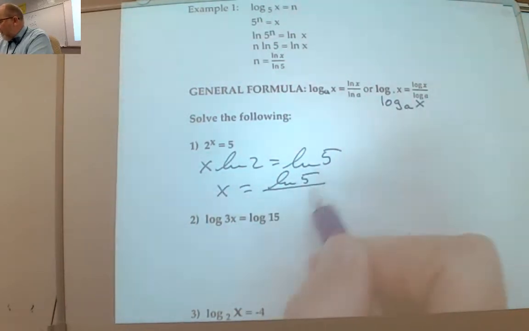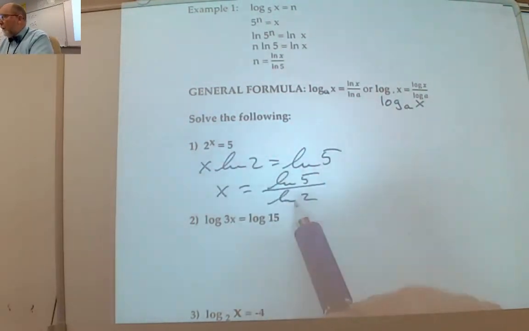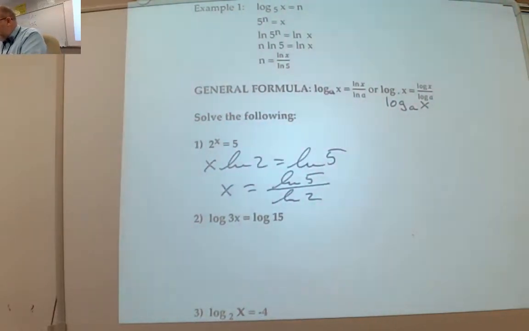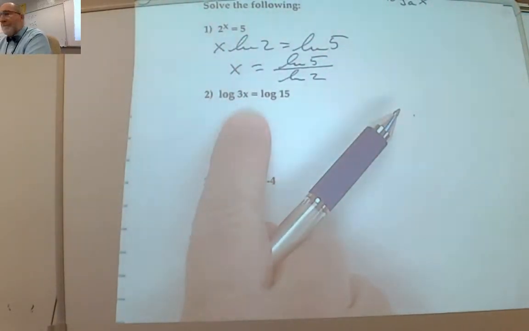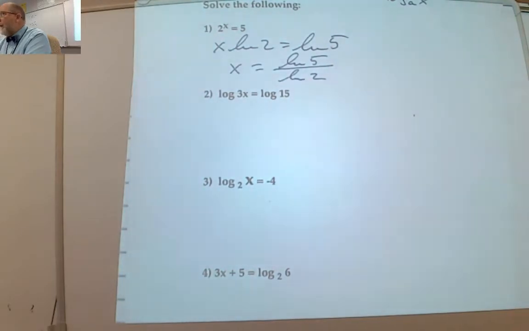And if on a test or quiz you write down the answer as the ln of 5 divided by the ln of 2, I will give you full credit. You're done. But for those people that like their calculator, make sure you round to 3 decimal places. Riley, what about number 2? Can you do the log of 15 divided by the log of... You could. That's too much work.